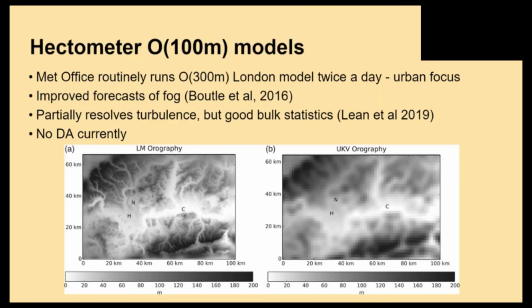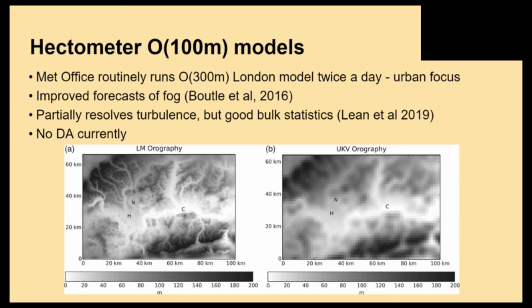So there are these hectometer models, so they're order 100 meter models, and these pictures are an example from the Met Office London model, which runs at about 300 meters, and it's run routinely, so it's not operational, but it does run twice a day, and that's run with a focus on urban systems. And you can see down the bottom the orography for the London model compared with the orography for the UKV, which is the 1.5 kilometer operational kilometer scale model.